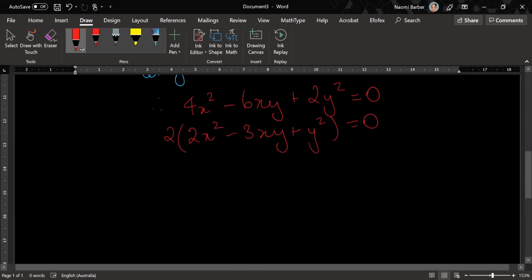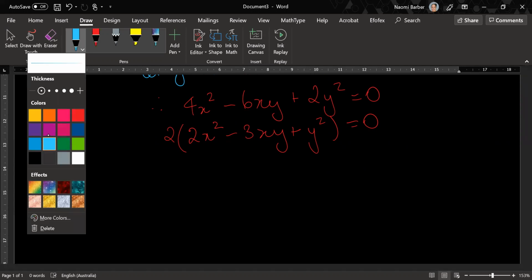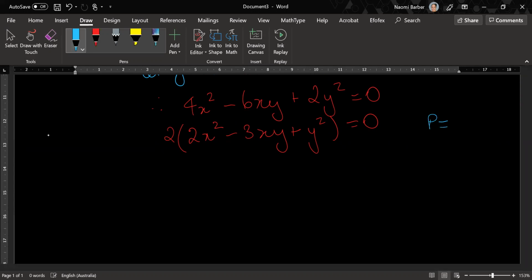So I'm going to do product sum factor. So I'll use my blue for that. My product is going to be this times this. Remember that y is a constant in an xy quadratic. So my product is going to be 2y squared. And my sum is minus 3y. Why? Because it is.